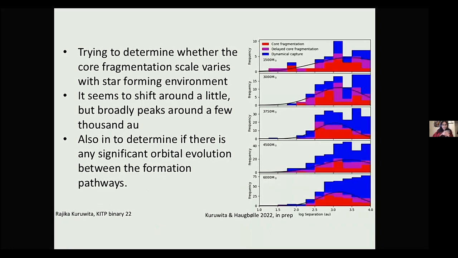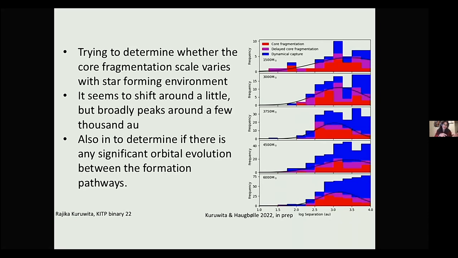So I've been trying to see if we can resolve the peak at 3000 AU. So this is just the histograms of the systems that form. And I'm still working on this. It's all very preliminary stuff, but for the core fragmentation systems, we are getting a peak initial separation in the few thousands of AU.